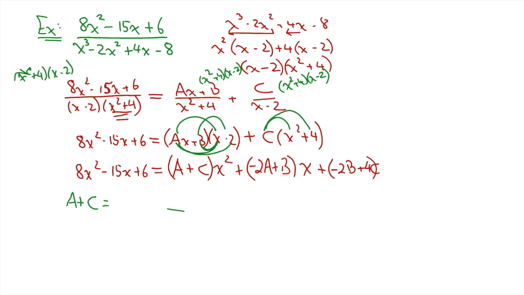What is it? 8. Why? Because a plus c is next to x squared, and on this side x squared has an 8. What's -2a plus b equal to? -15. And then lastly, we have -2b plus 4c, which is just plain old 6.